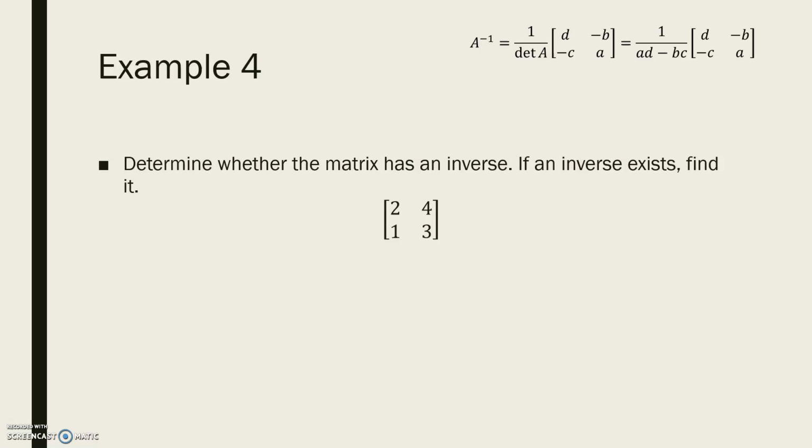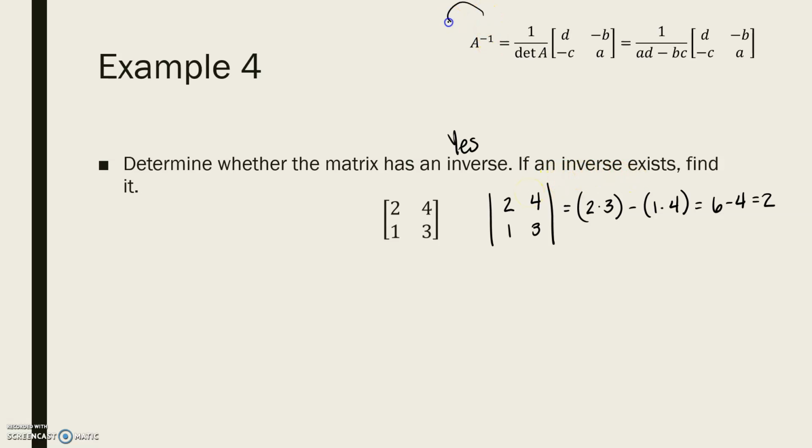So we are going to determine whether the matrix has an inverse. Let's start with that. To determine if it has an inverse, we have to test the determinant. So the determinant is going to be 2 times 3 minus 1 times 4. That's going to give us 6 minus 4, which is 2. 2 is not 0, so that means yes, it has an inverse. It only does not have an inverse if the determinant is 0. So if the inverse exists, find it.